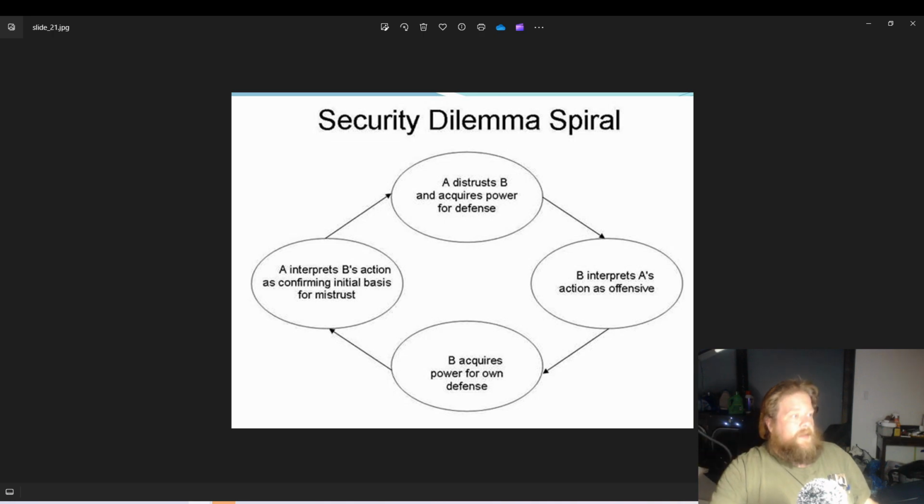which is why it is very likely that the security dilemma in the spiral model, where actor A distrusts B and acquires power for defense, B interprets A's actions as offensive, B moves on to acquire its own power for its own defense, and A interprets B's actions as confirming its initial basis for mistrust. This vicious cycle is likely to keep going ad infinitum. In other words, forever.